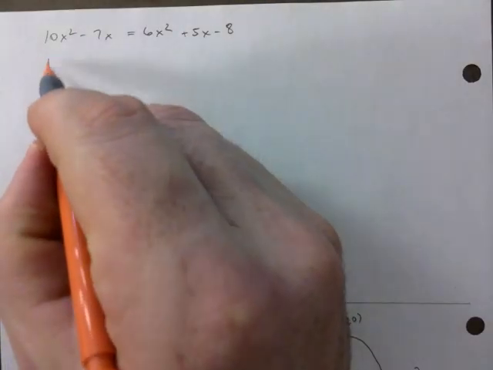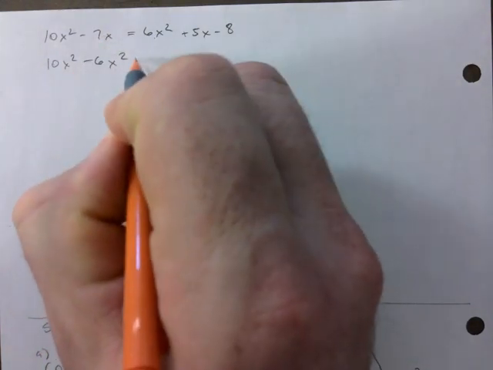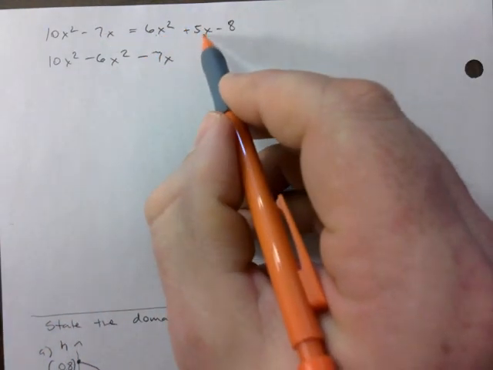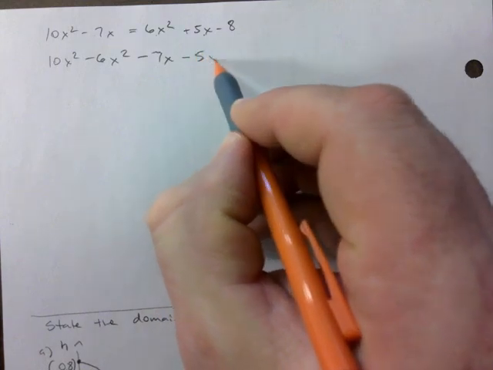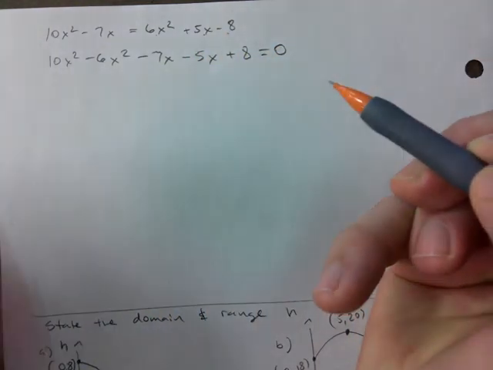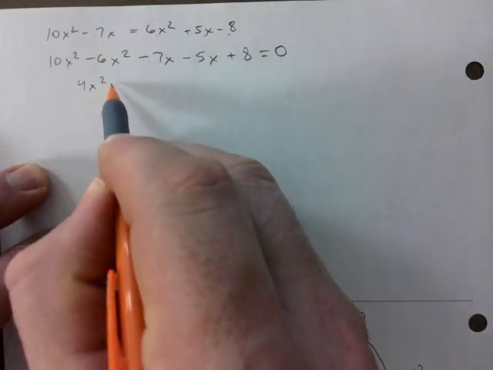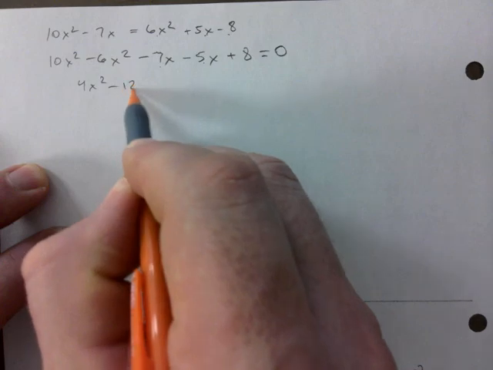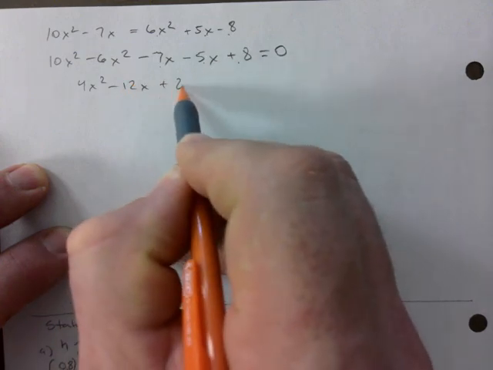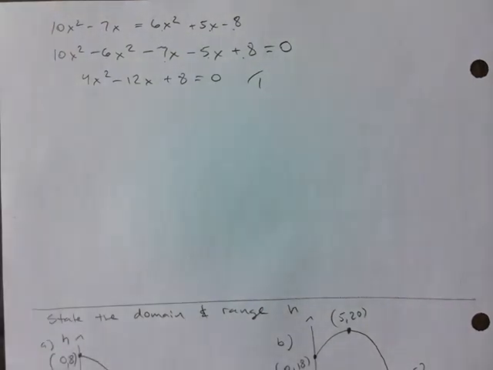Okay, so 10x squared minus 6x squared. The minus 7x is already there. This 5x comes over subtracting. The negative 8 comes over adding, and then you have nothing on the other side. So that gives you 4x squared minus 12x plus 8. That's equal to 0. If you have this, you already get a mark for rewriting it correctly.